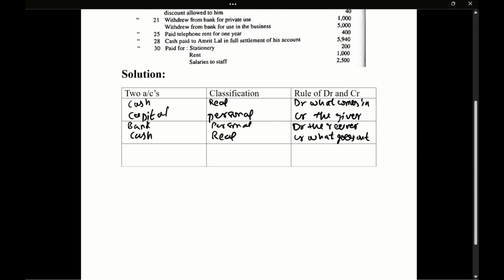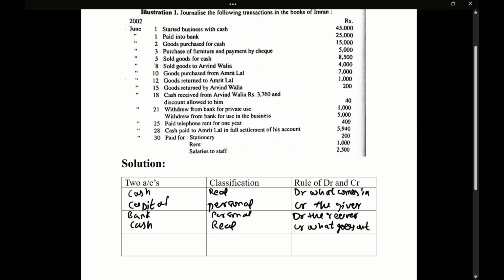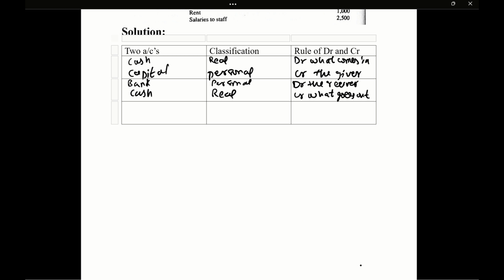And the next entry we have goods purchased for cash. So we have two accounts, purchases and cash. Purchases is a real account, cash is also a real account. Here debit what comes in, here credit what goes out.